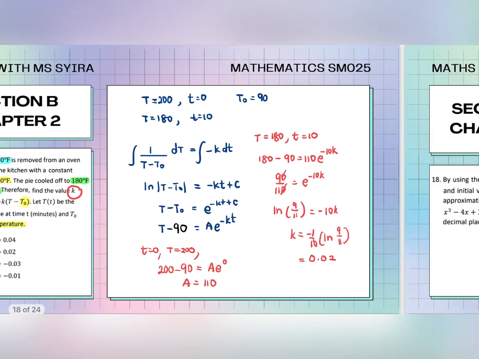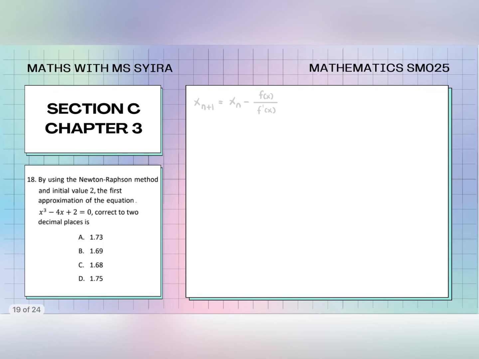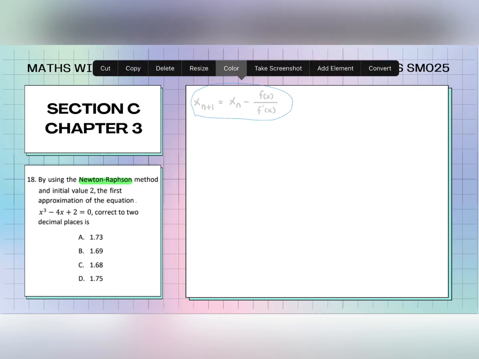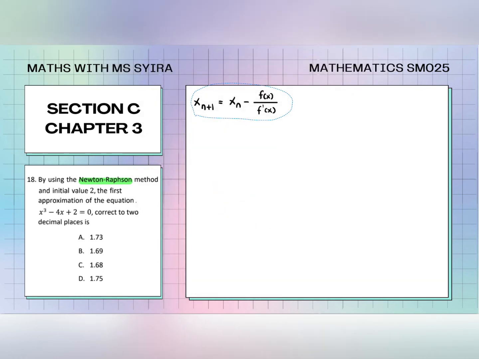Okay. So, question number 18. Okay, kita dah start chapter 3 punya soalan. By using the Newton-Raphson method. Okay. Newton-Raphson, you need to remember what the formula is. Ini yang formula yang selalu kita guna. Memang ini sahaja formula kita akan gunalah. Okay. Initial value dia adalah 2. So, x0 equals to 2.